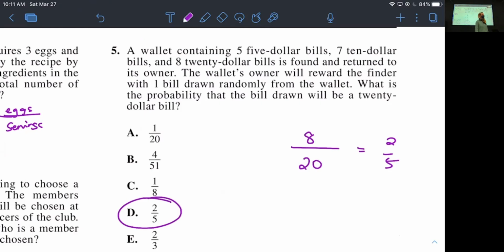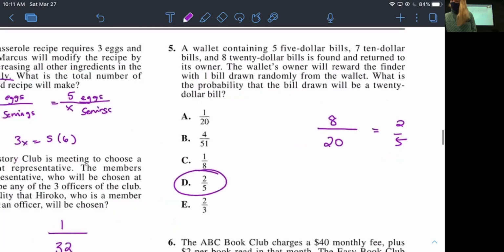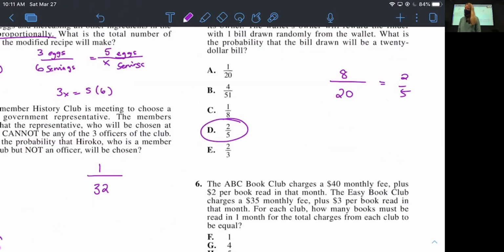Questions on that one? Okay. The ABC Book Club charges a $40 monthly flat fee plus $2 per book read that month. The Easy Book Club charges a $35 monthly fee plus $3 per book read in that month. How many books must be read in 1 month for the total charges from each club to be equal?